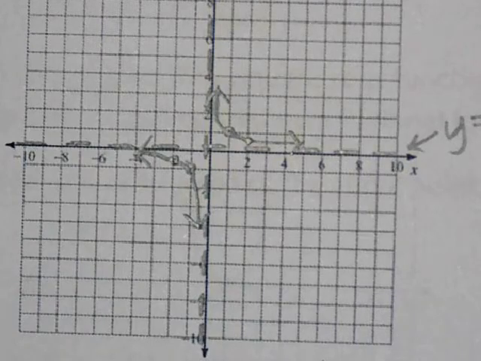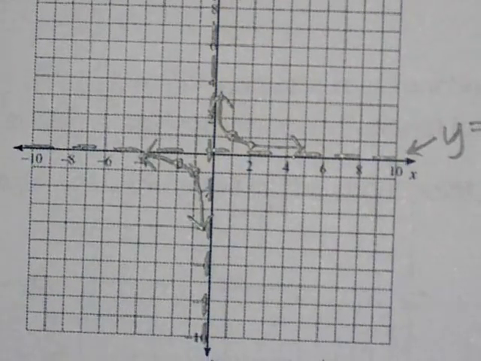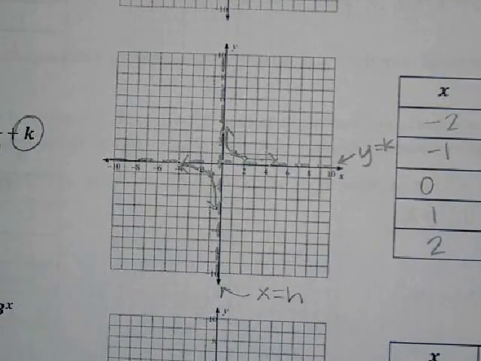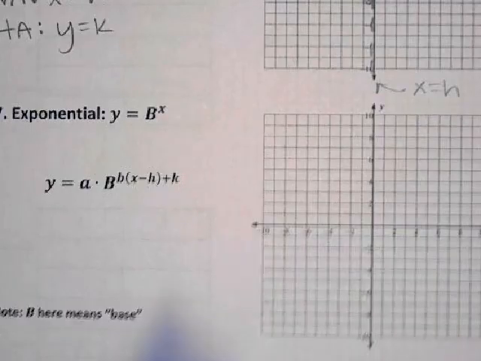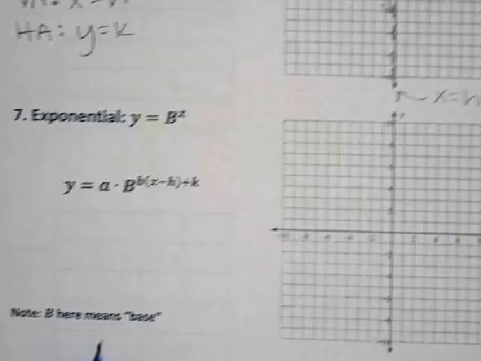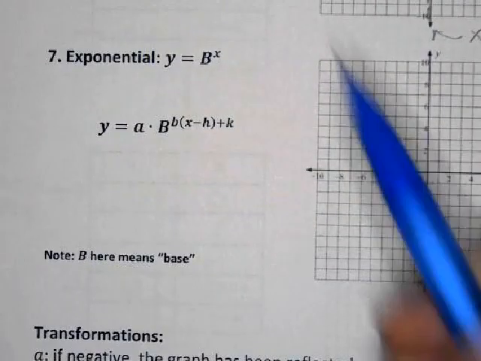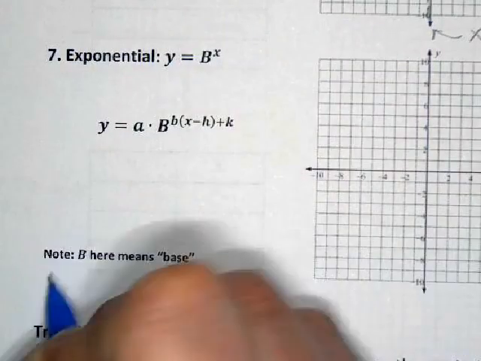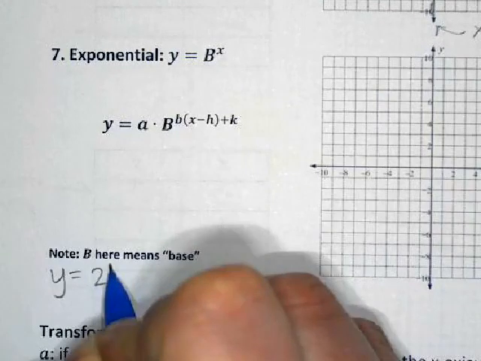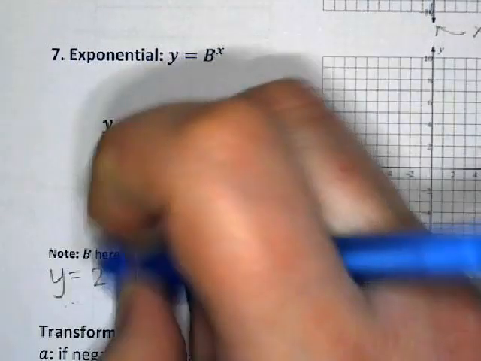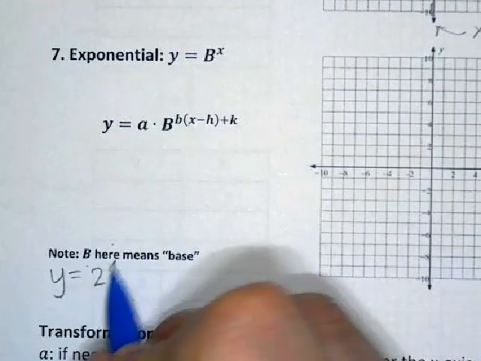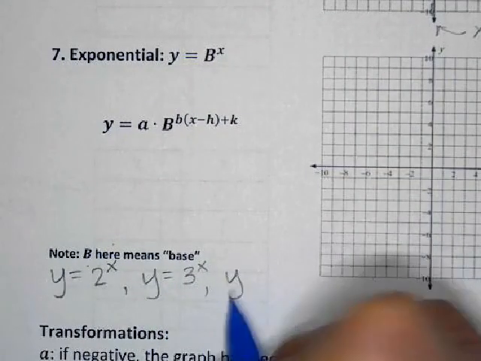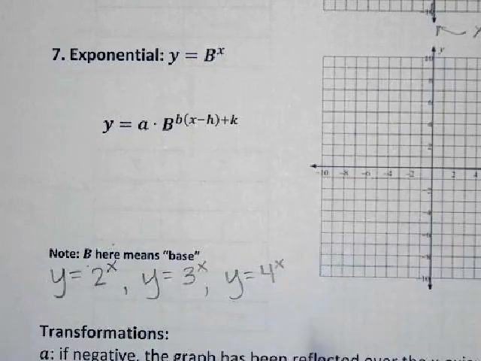Exponential graphs, those do not have a vertex either. They also, here I wrote that this is the base. And so the base could be different numbers. It could be y equals 2 to the x, y equals 3 to the x, y equals 4 to the x, y equals 5 to the x, 6 to the x. There's actually one that's y equals e to the x.